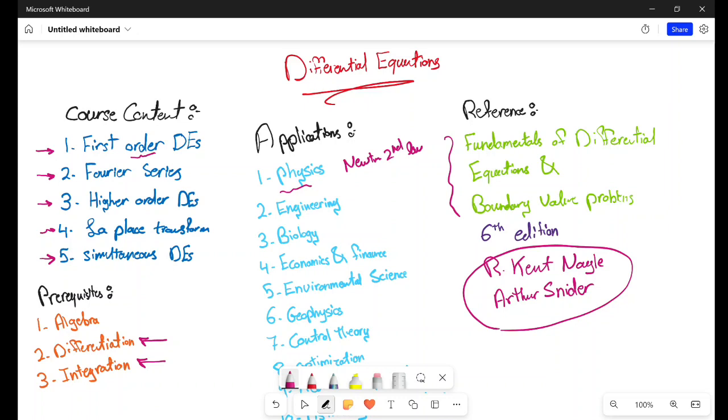Then, in the field of engineering, we could use differential equations to analyze and design electric circuits, and to model and optimize mechanical systems such as vibrations in bridges and buildings. Third, it will be useful in understanding and controlling chemical reactions in chemical engineering as well. Then, in the field of biology, it can be used in modeling population growth and dynamics of species, and it is used also in describing the spread of diseases in epidemiology.